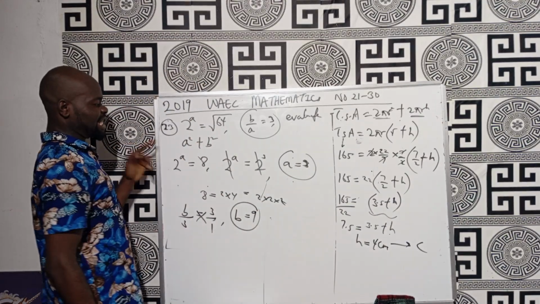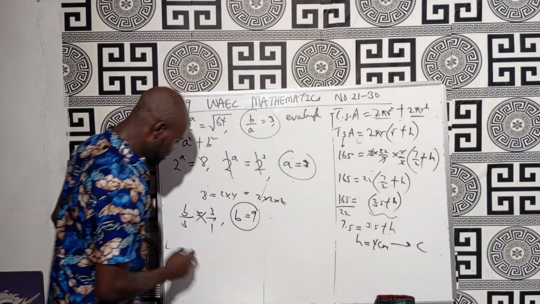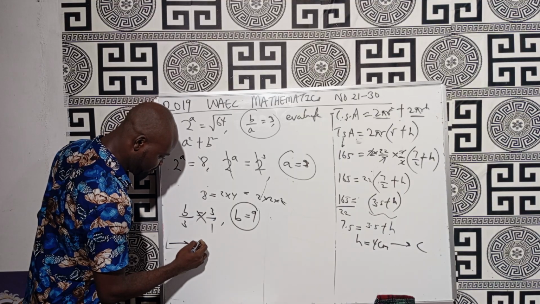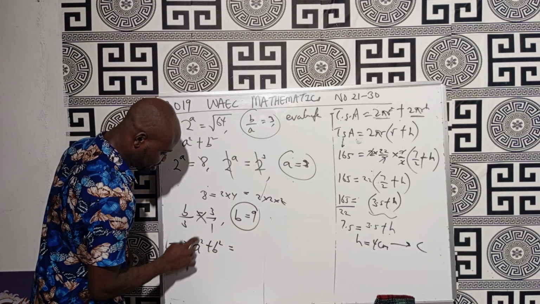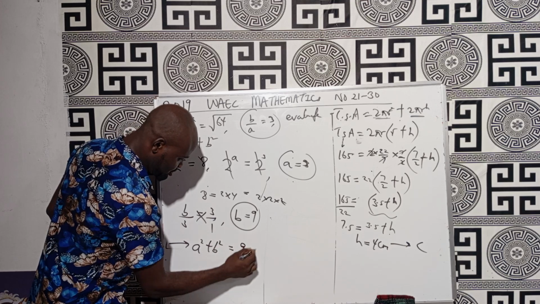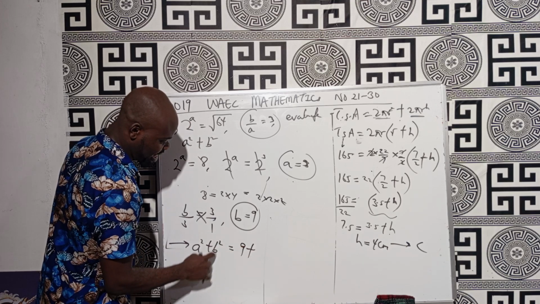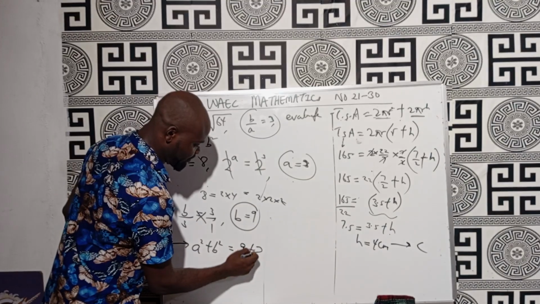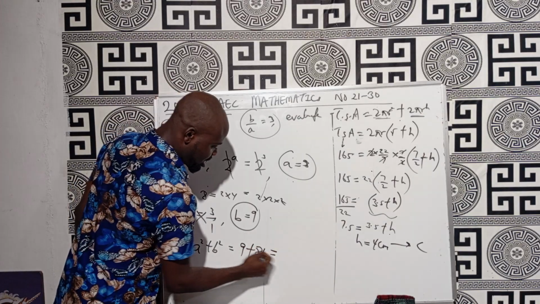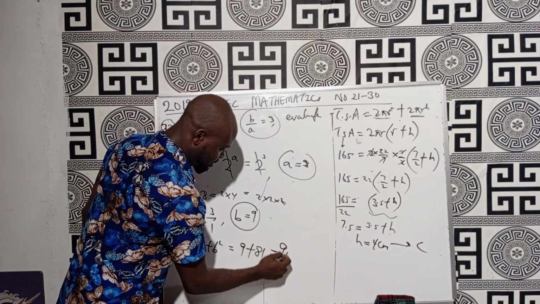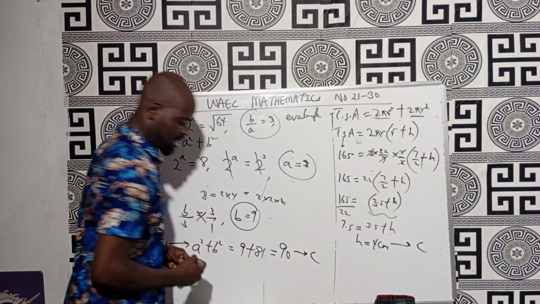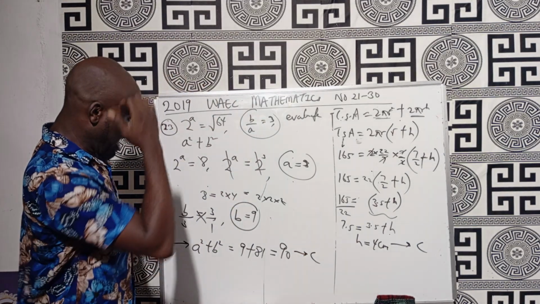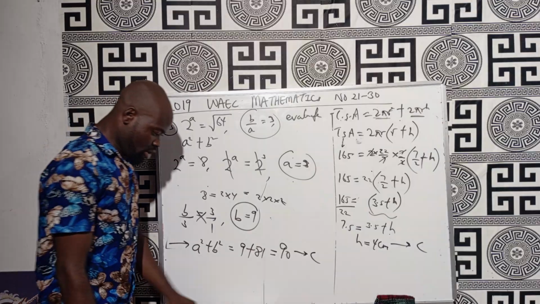So we can now get our a squared plus b squared. It implies that a squared plus b squared will be what? What's my a? 3. So that's 3 squared, that's 9. Plus, what's my b? 9. 9 squared is 9 times 9, that's 81. Add together, you're going to have 90. So our answer is 90. That's option C. You can see, as simple as ABC. You see that now? So that's for that.